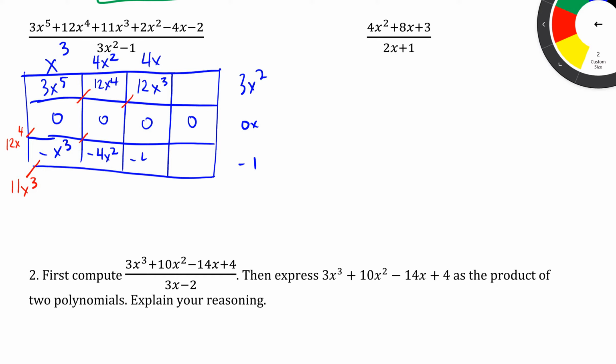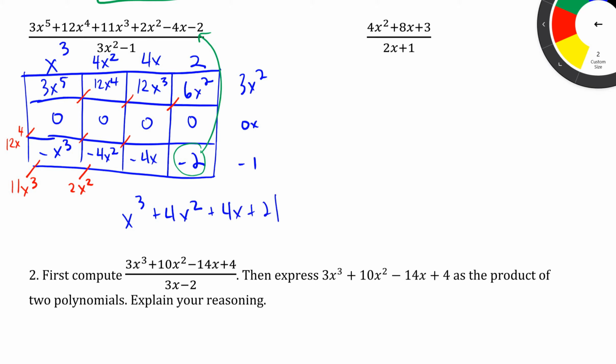Bring that down, -4x. All right, the next term we need here is the x squared term. I know the x squared terms come out to be 2x squared. Well, -4 and +6 makes 2. So then we could say that that multiplies by 2, which makes this -2, which, like we said, should be that last number, which it is. Meaning, when divided, this answer comes out to be x cubed plus 4x squared plus 4x plus 2.